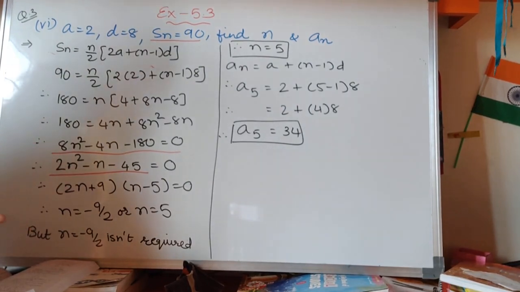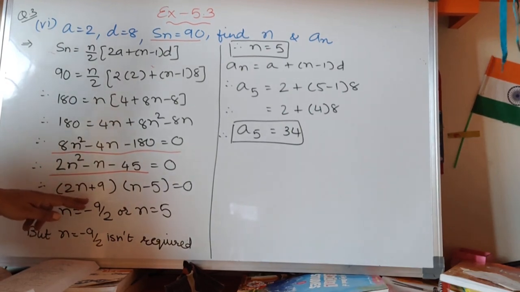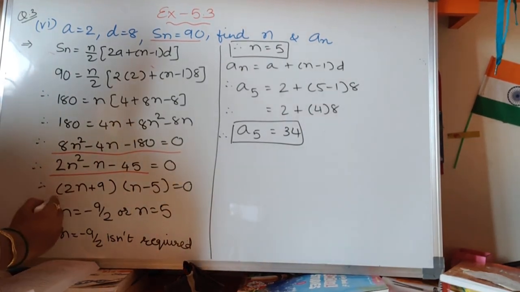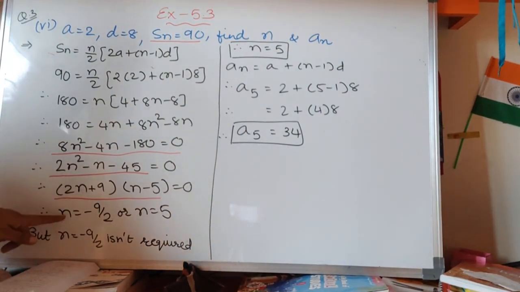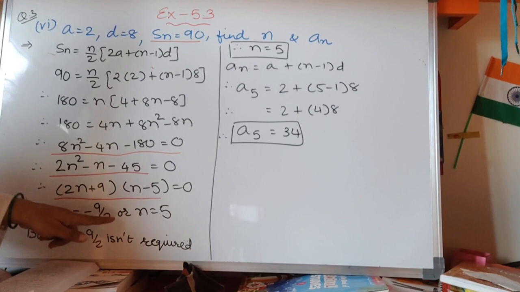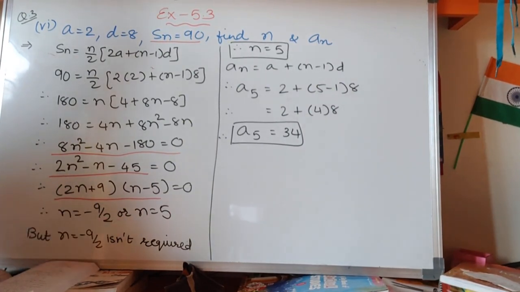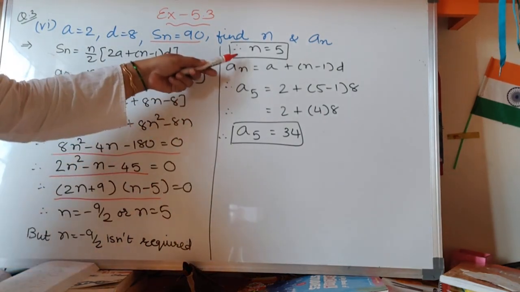So the factors are minus 10 and plus 9, and after doing the factorization we got these two factors, (2n plus 9) and (n minus 5). Therefore n is equal to minus 9 by 2 or n is equal to 5. As minus 9 by 2 is negative, it is not required, and therefore n is equal to 5.